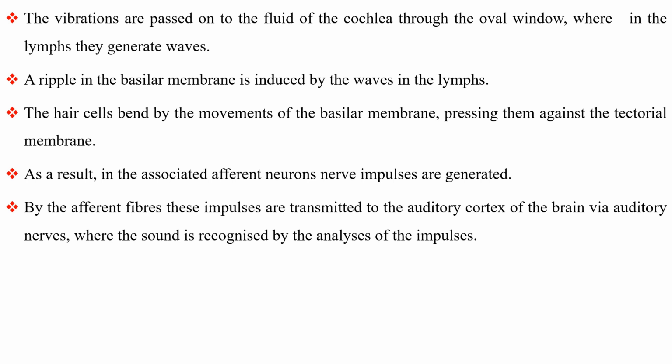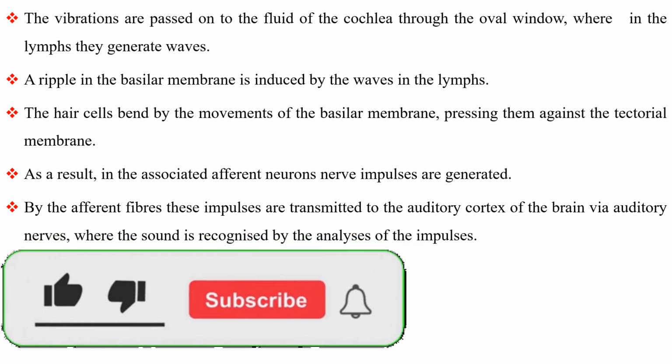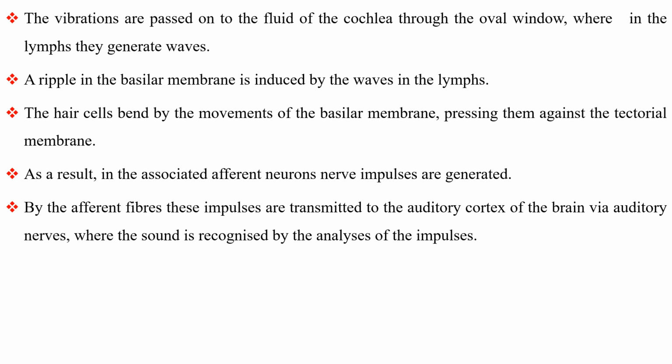The vibrations are passed on to the fluid of the cochlea through the oval window, where in the limbs they generate waves. A ripple in the basilar membrane is induced by the waves in the limbs. The hair cells bend by the movements of the basilar membrane, pressing them against the tectorial membrane. As a result, in the associated afferent neurons, nerve impulses are generated. By the afferent fibers, these impulses are transmitted to the auditory cortex of the brain via auditory nerves, where the sound is recognized by the analysis of the impulses.